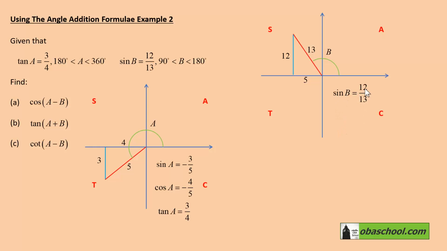So we were given the sine B. Remember, we're in the S quadrant, so the cosine is going to be negative 5/13 because we're in the S quadrant, and tan would be negative 12/5. That's opposite over adjacent, but we're in the S quadrant. So now we know all the things we need to know in order to go ahead and do A, B, and C.